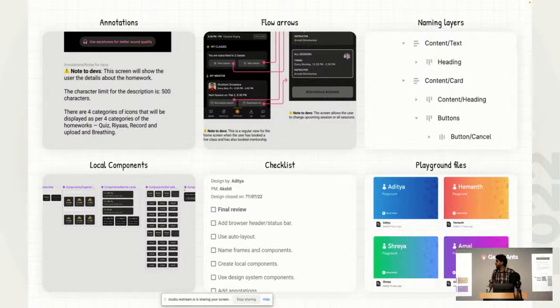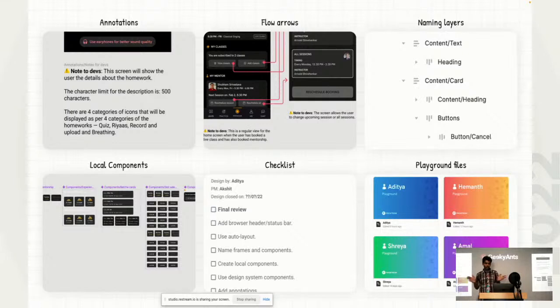The local components part is basically, instead of creating components for the design system, the idea is that when you're designing a feature, you can just create a local component in that file itself. Then later you can decide whether that feature is actually going to go into the product, if it's going to be used at other places, and then you can take that and add it to the design system.